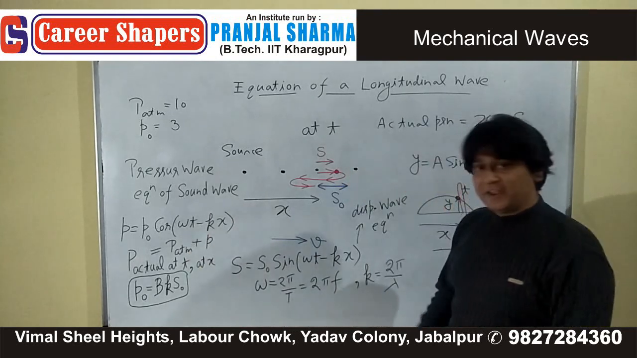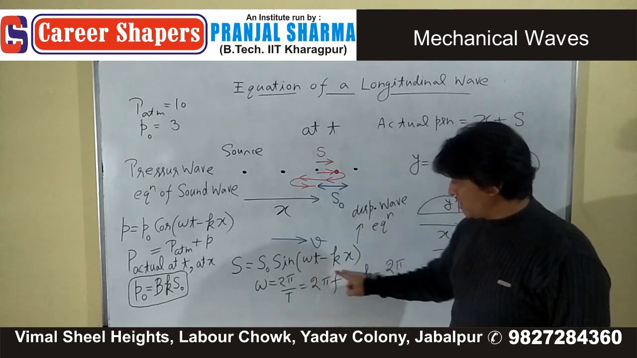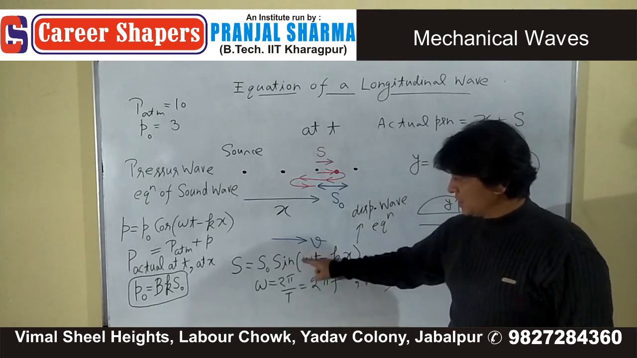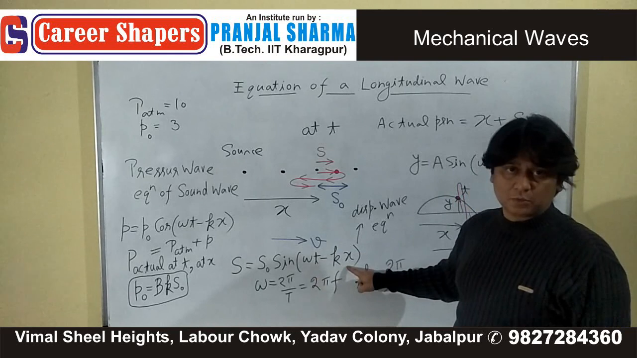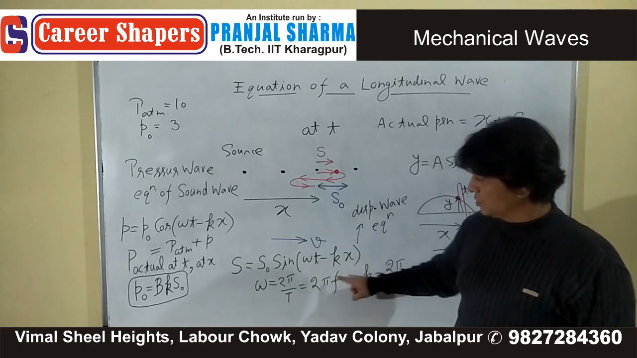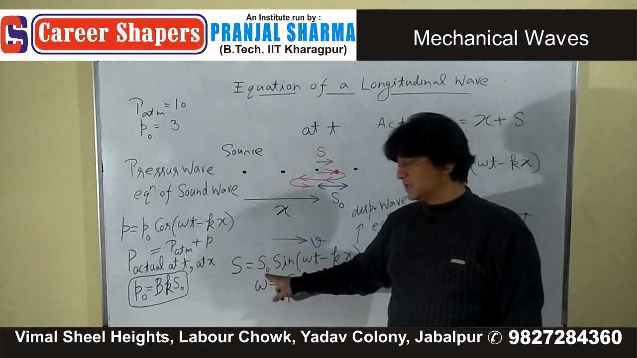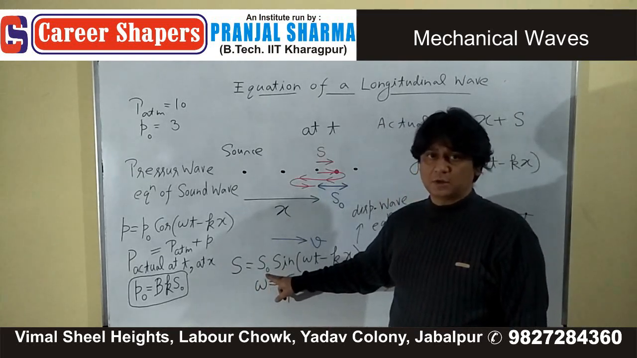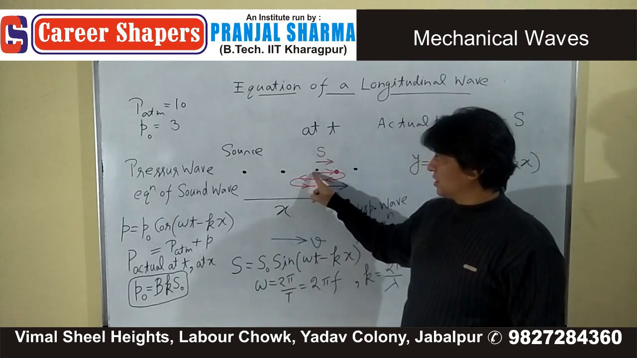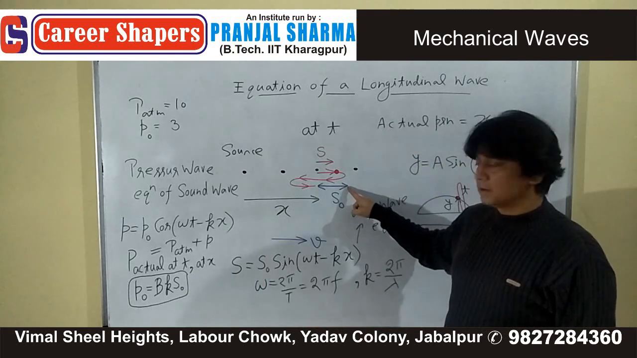That's the meaning of a phase difference of pi by 2 between displacement wave and pressure wave. Again, if at some point you found that this omega t minus kx becomes pi by 2, what is sine pi by 2? 1. That means S is coming S naught. This particle at that time will be observed over here.